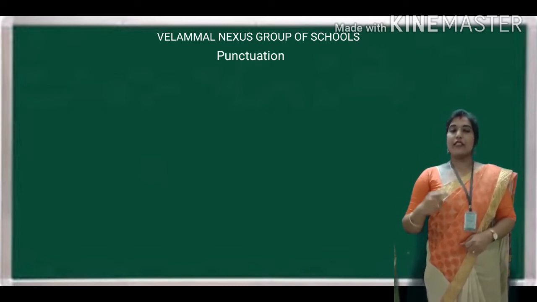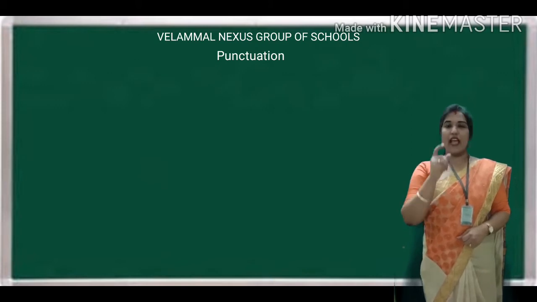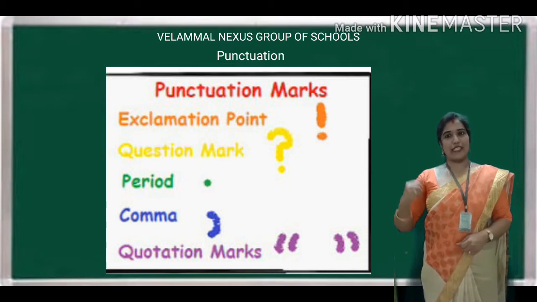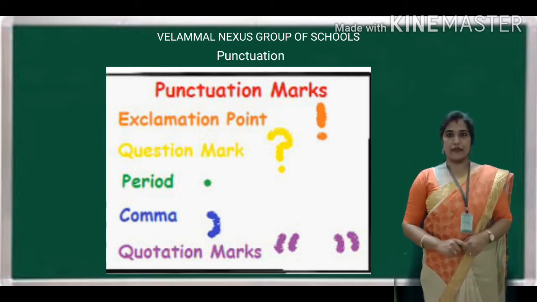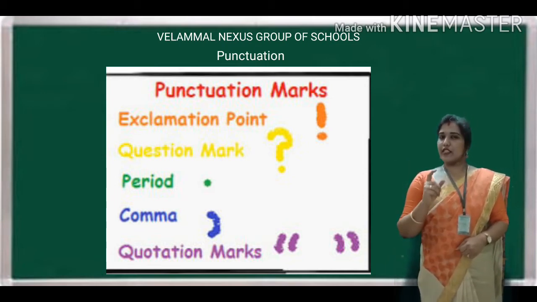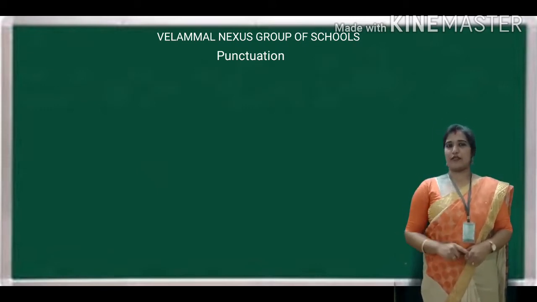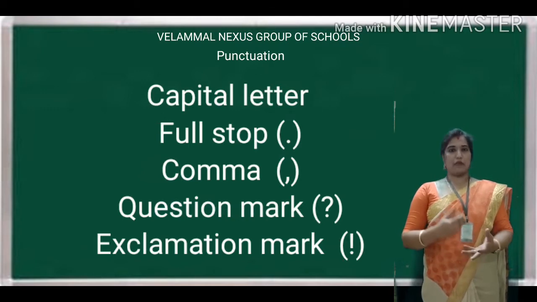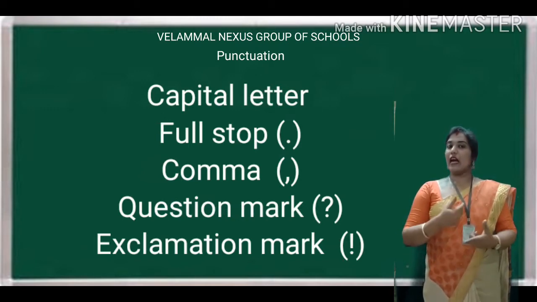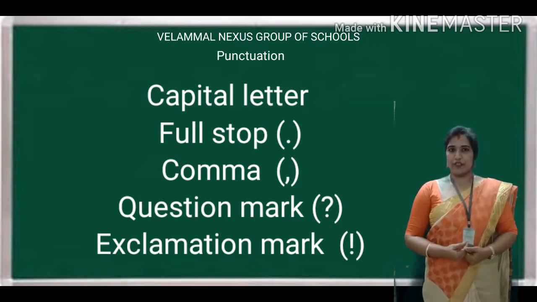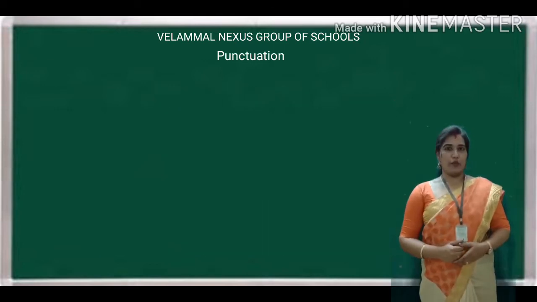Okay, children. Every sentence should include a capital letter, full stop, comma, question mark or exclamation mark according to the necessity. Only these indications would show whether the sentence is complete or not. We have so many punctuation marks, but today we are going to see where to use the capital letter, full stop, commas, question marks and exclamation marks. Okay, children, and now we shall see one by one.